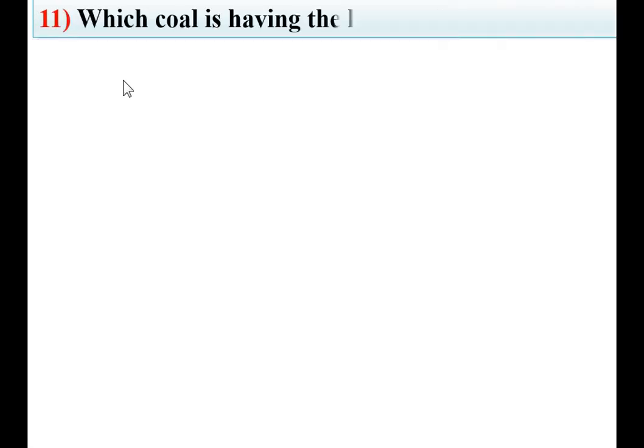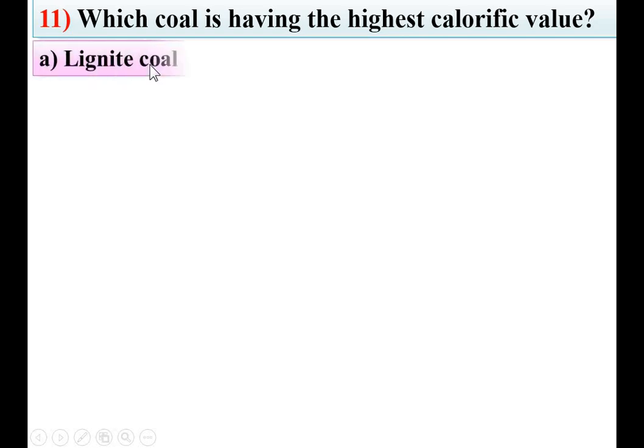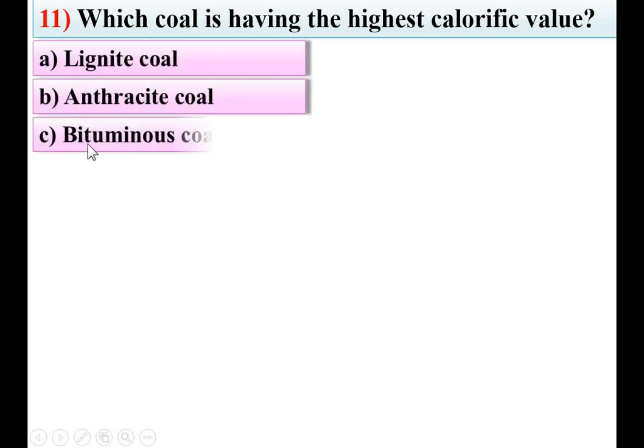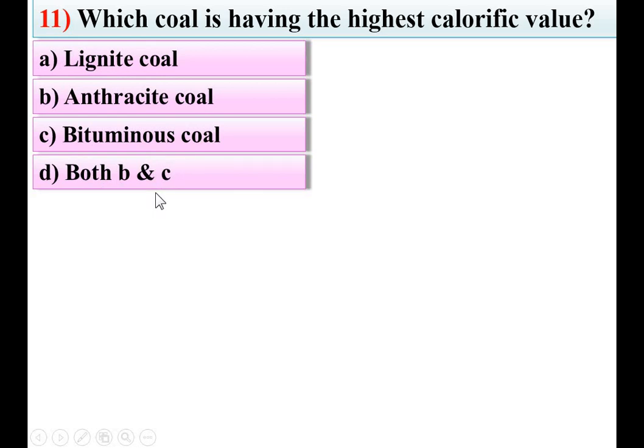Next, which coal has the highest calorific value? Options: lignite coal, anthracite coal, bituminous coal, both B and C. So anthracite is the right answer.